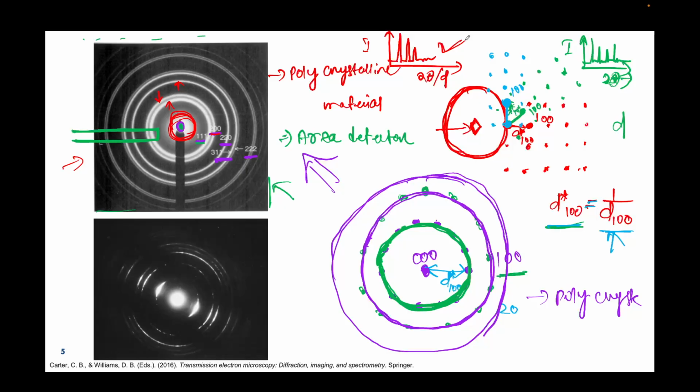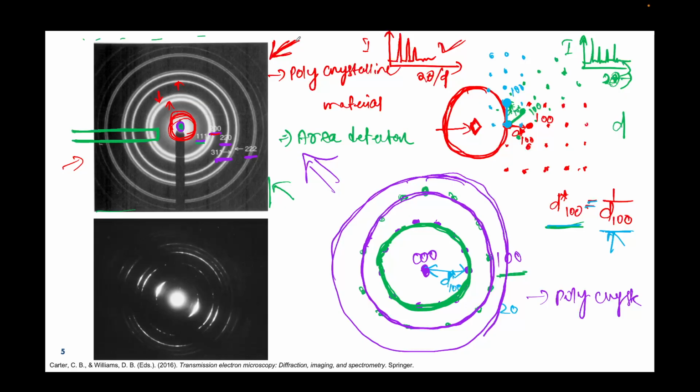And if in X-ray diffraction you put an area detector, you will be able to get this kind of diffraction, because this is the ultimate diffraction pattern for a polycrystalline material, right? So yes, this is one.